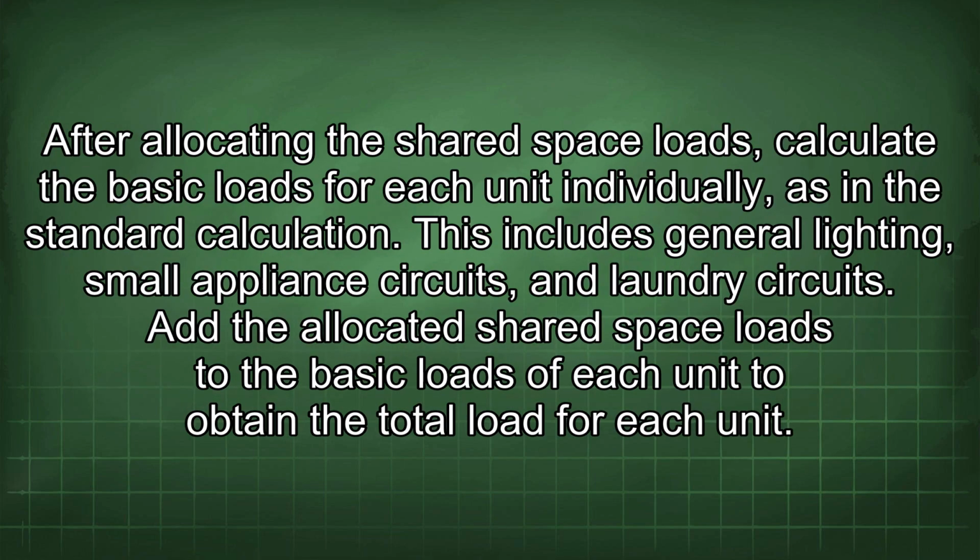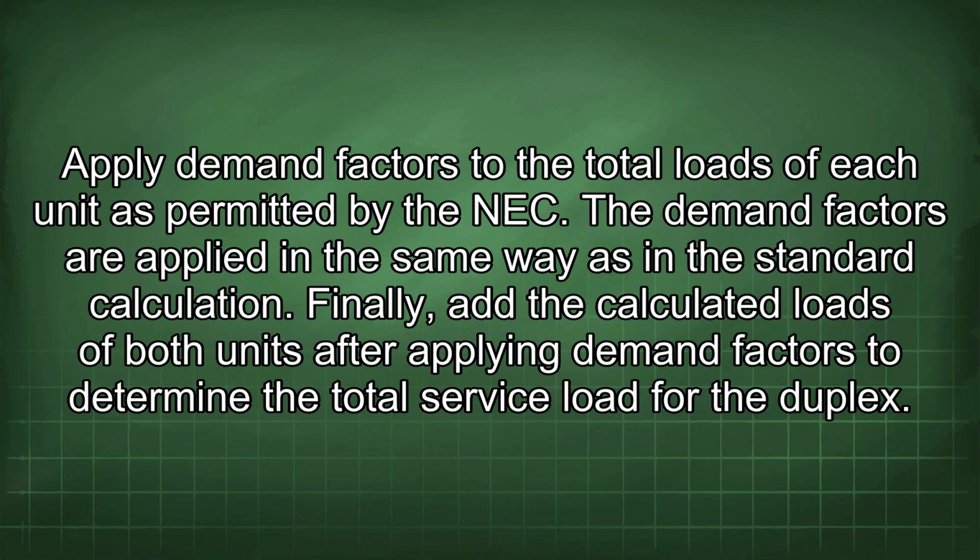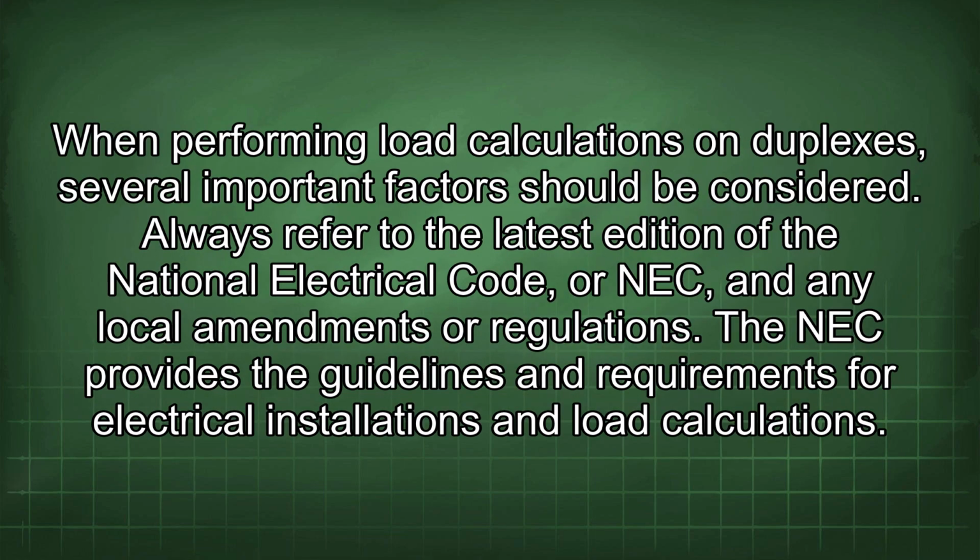After allocating the shared space loads, calculate the basic loads for each unit individually, as in the standard calculation. This includes general lighting, small appliance circuits, and laundry circuits. Add the allocated shared space loads to the basic loads of each unit to obtain the total load for each unit. Apply demand factors to the total loads of each unit as permitted by the NEC. The demand factors are applied in the same way as in the standard calculation. Finally, add the calculated loads of both units after applying demand factors to determine the total service load for the duplex. When performing load calculations on duplexes, several important factors should be considered.